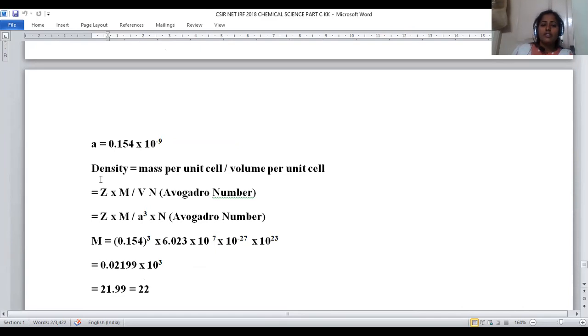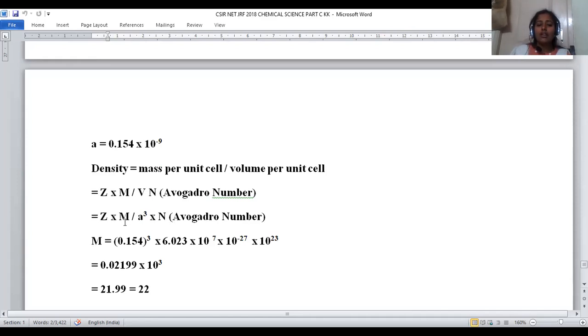Then the formula of density, density is equal to mass by volume. So it is taken as charge into mass by volume into Avogadro number. So Z into M by volume, and volume is nothing but A cube. So Z into M by A cube into N. Okay. Here, let us take M. M value is equal to what happens?